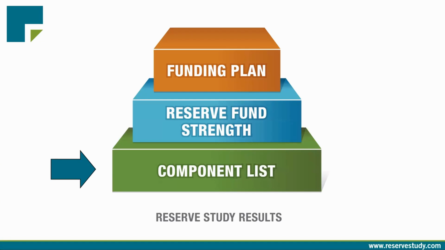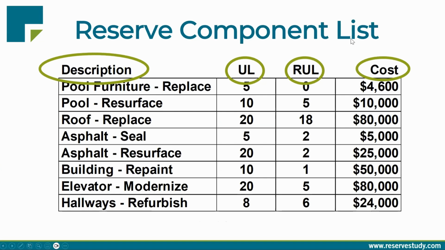And we start with a component list. Component list is what we call the foundation of every reserve study. It's where we define, okay, what are the obligations that the association has? What condition are they in? What are those project cost challenges and when are they going to be? And the result is a component list table. You may have seen something like this.